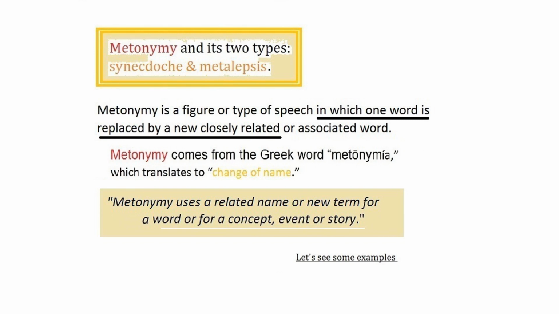Metonymy is a figure or type of speech in which one word is replaced by a new closely related or associated word. Metonymy comes from the Greek word metonymia, which translates to change of name. Metonymy uses a related name, or a new term, for a word, or a concept, event or story.